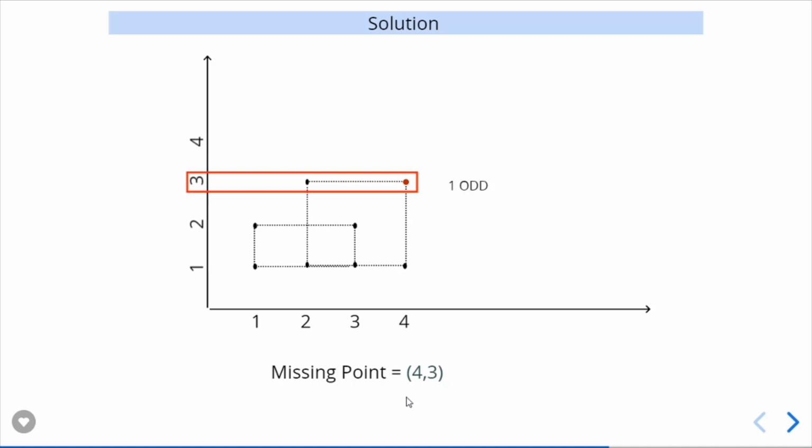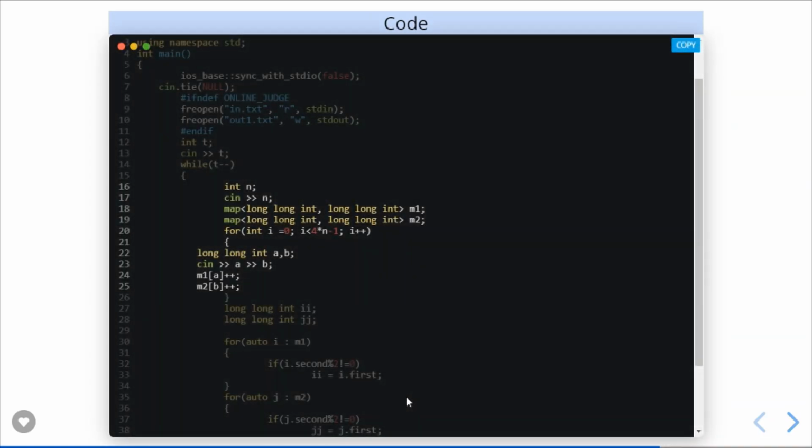So let's see how we can code this problem. I think the coding is quite easy. We'll take the input n and make maps of long long, m1 and m2, for the x and y coordinates. We are taking a map in this case because we need to keep account of frequencies, and the values range from 0 to 10 to the power 9, and can be negative also, so we cannot store that in an array.